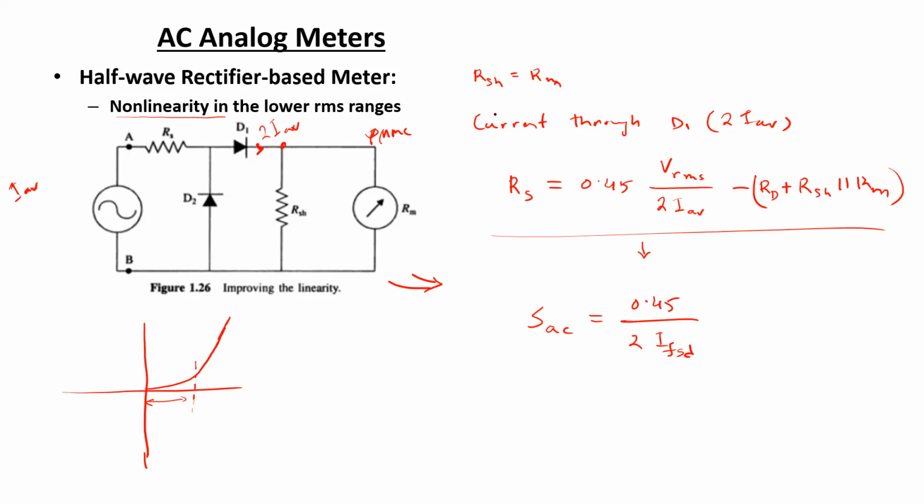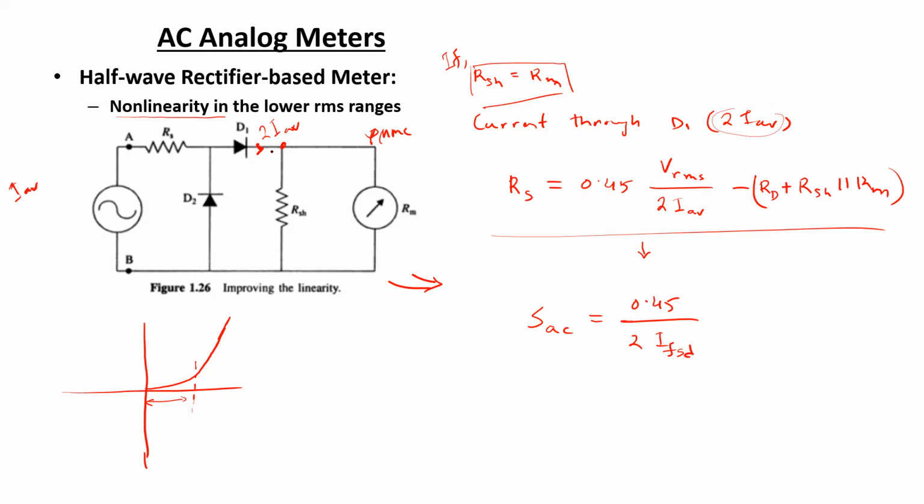Now here for this case, it was considered that if RSH is equal to RM, then the value of the current will get doubled. But it might happen that RSH has some other value which is not exactly equal to RM. So in that case, we should update the value of the current accordingly.